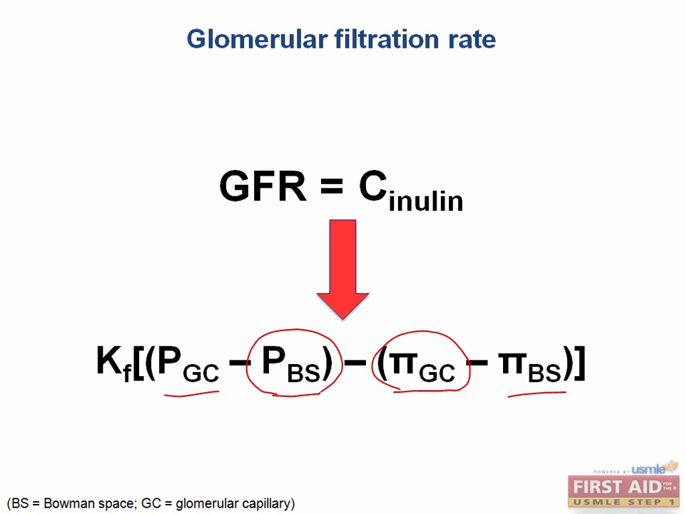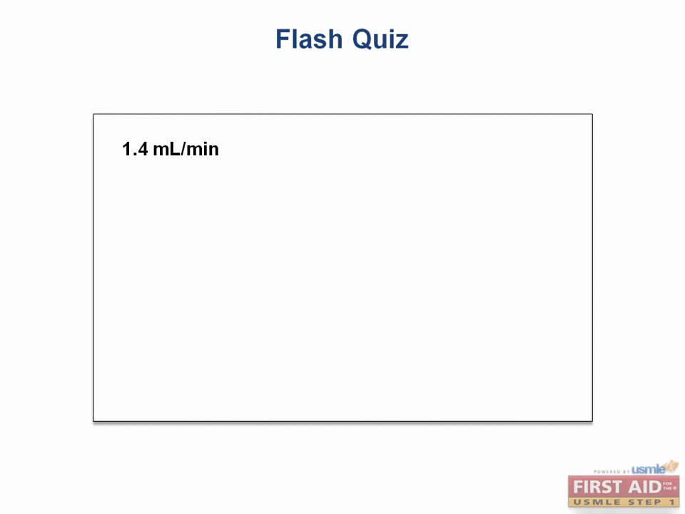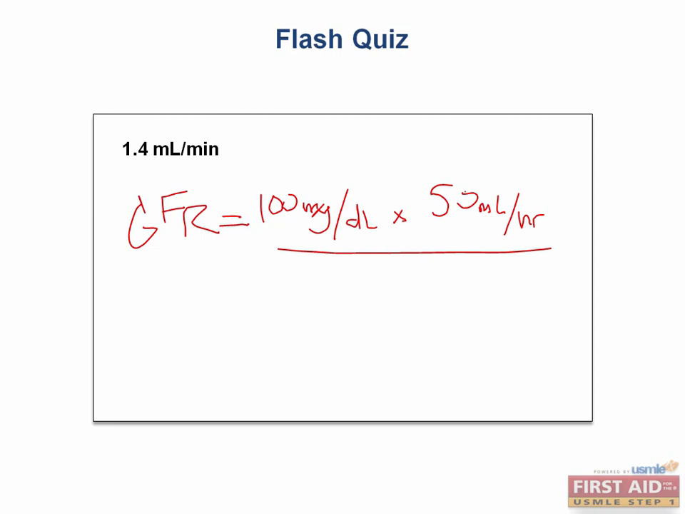Let's do an example calculation. Calculate the GFR in milliliters per minute for a patient using the following values for inulin: for urine concentration, urine flow rate, and plasma concentration. Using the formula where GFR equals UV over P, we have our urine concentration, or 100 milligrams per deciliter, times our urine flow rate, which is 50 milliliters an hour, over our plasma concentration, 60 milligrams per deciliter.